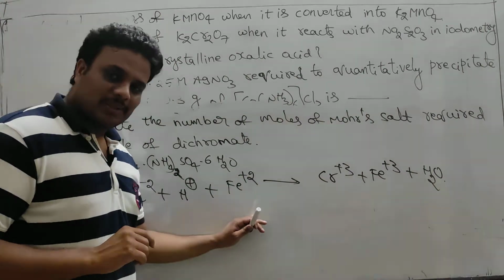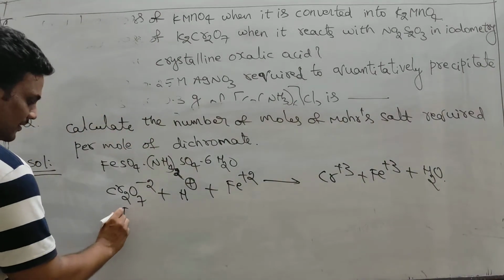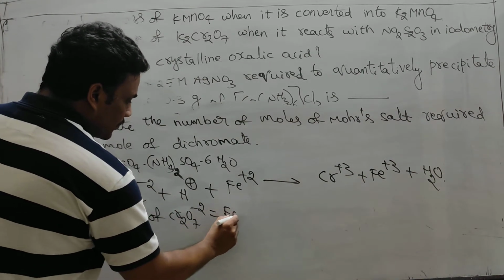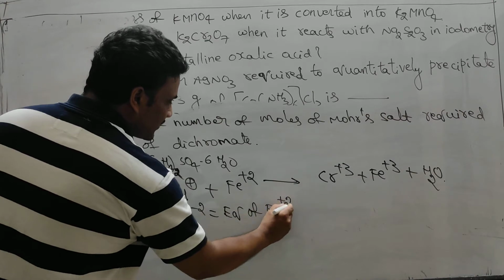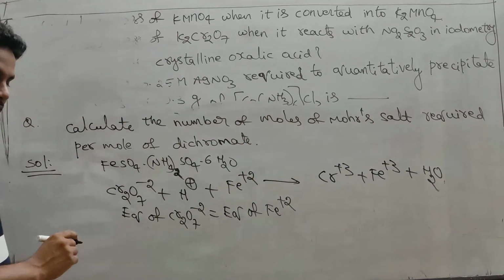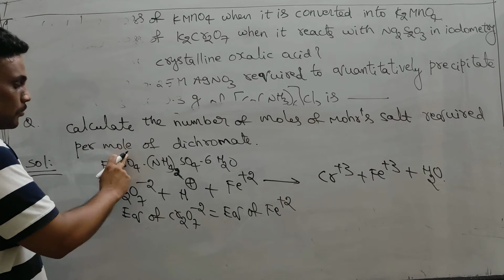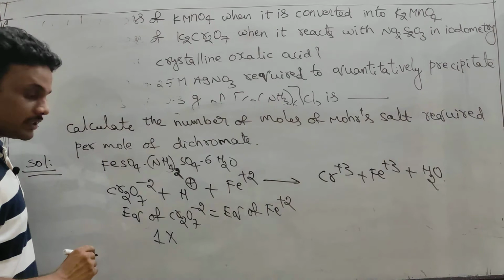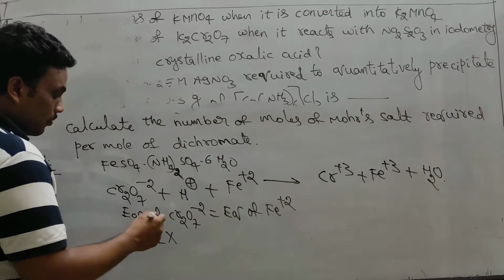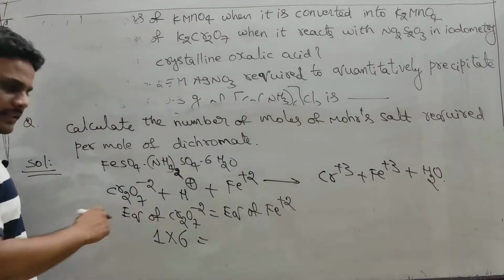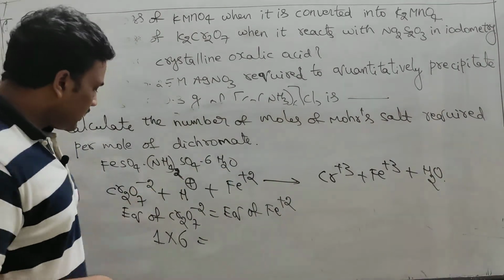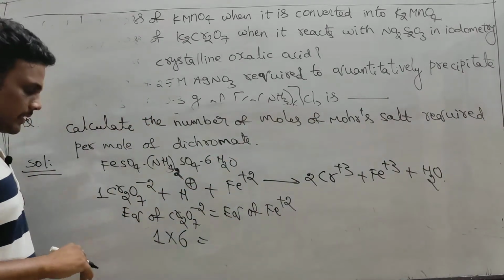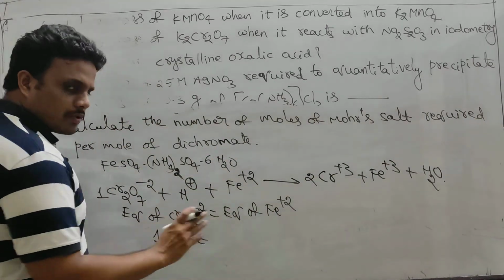When two reactants react together, you know the relation that number of equivalents of reactant 1 is equal to number of equivalents of reactant 2, the same relation. What is the formula in this question? Per mole of dichromate, the number of moles of dichromate is 1, given. Number of moles into n factor, this is also another formula. What is the n factor? That is 6. I have calculated it in the previous numerical, dichromate to Cr+3, 1 mole, 2 chromiums. In the previous class I have calculated. So 1 into 6, the left side portion is over.